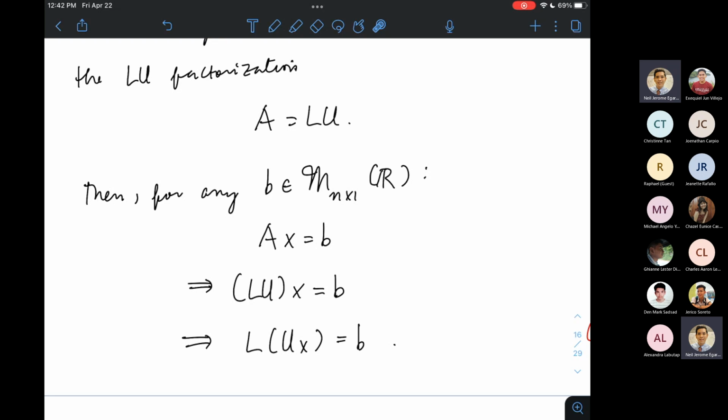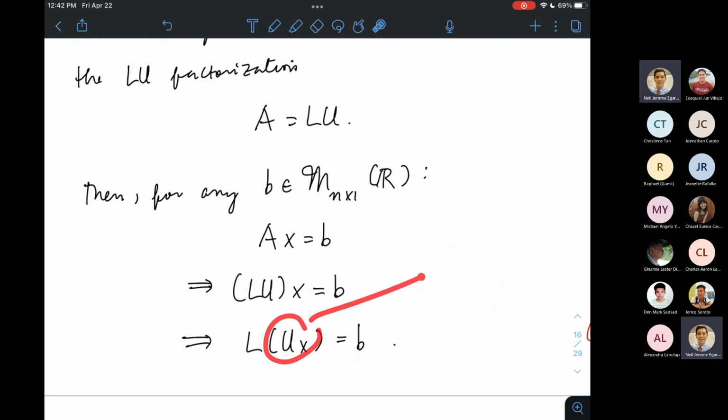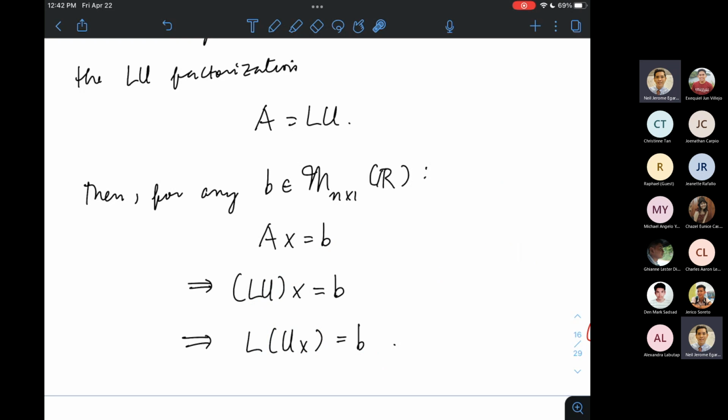Okay? But let's see if it really is well-defined. Si U ay n by n, si X ay n by 1, so yung product nila ay well-defined and it will be what? It would be an n by 1. So ito ay n by 1. Si L ay n by n, so yung product niya ay n by 1. So everything is fine so far.